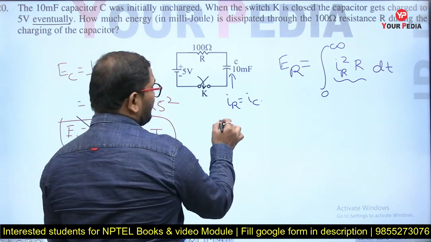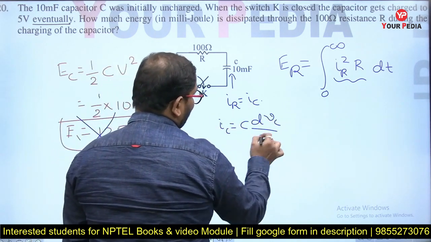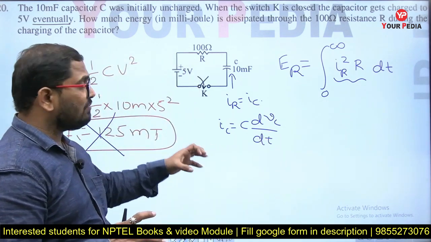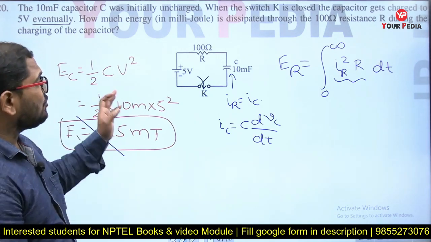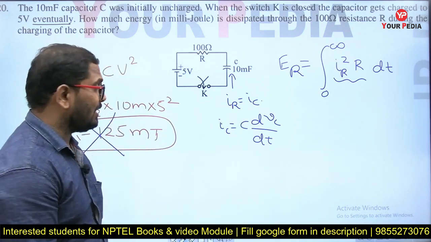So what is the current through the capacitor equation? It is C into dVc by dt, the voltage across the capacitor. I'm solving the question with generalized principles and generalized notations. Then, at last, I'll substitute the given values in that expression.